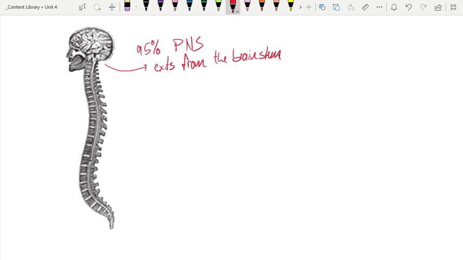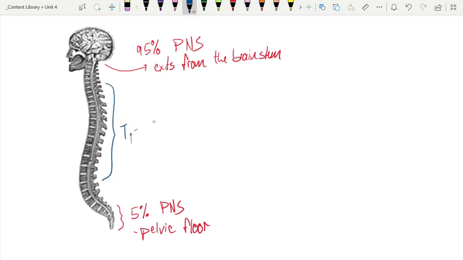The other 5% is at the complete opposite end, down in the sacral area of the spinal cord. This is the last 5% of the PNS, and these neurons exiting here innervate the pelvic floor. I'm thinking reproductive organs, bladder, that kind of stuff. For the sympathetic system, they exit the spinal cord in this region here from T1 to L3. Those are the thoracic and the lumbar vertebrae. This is where I get all of my sympathetics. And I've got another video in the next lecture detailing the different routes that these take in particular.